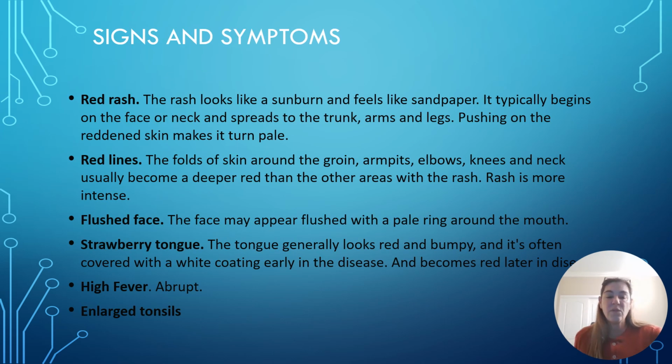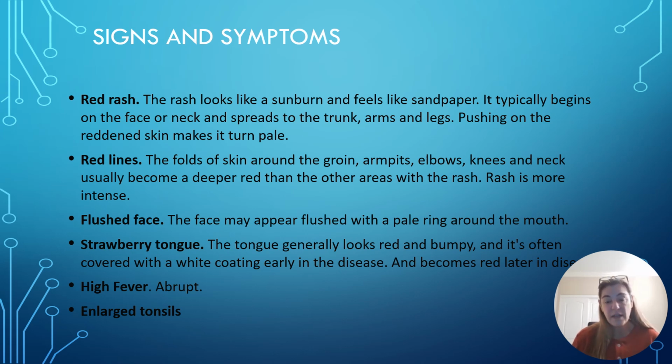Signs and symptoms: you get a red rash that looks like sunburn and might feel like sandpaper. It begins on the face and neck and spreads to the trunk, arms, and legs. If you push on that skin, it'll blanch, so you'll see white underneath that red skin. The rash becomes more severe in the armpits, elbows, and knees, the places where it's warmer and there's more contact with the skin. So you might see more intense rashes in those areas.